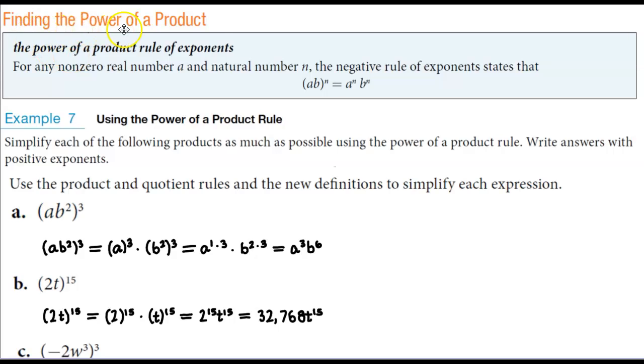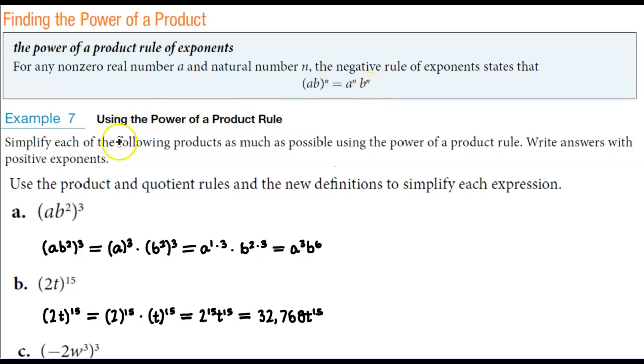Finding the power of a product. The power of a product rule of exponents. For any non-zero real number a and natural number n, the rule states the following. We have a base of a product, a times b, to the power of n, which means we would have the base of a to the power of n times the base of b to the power of n.